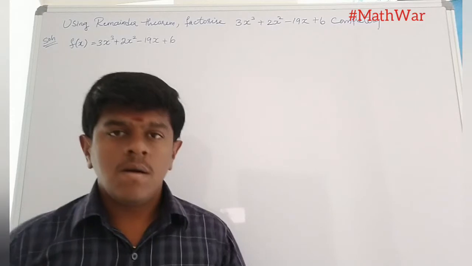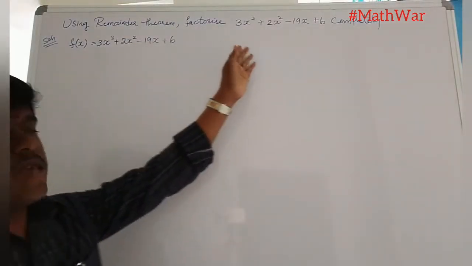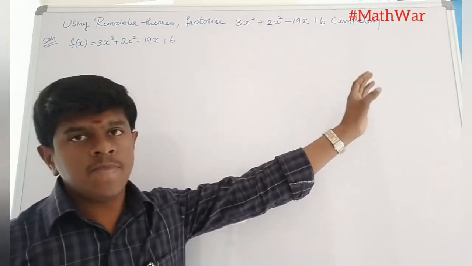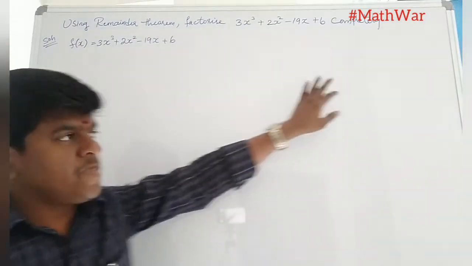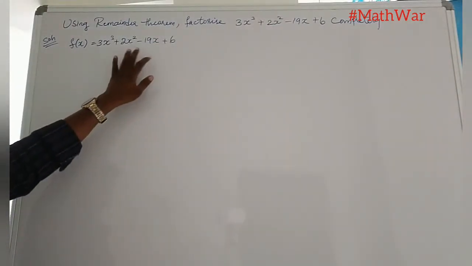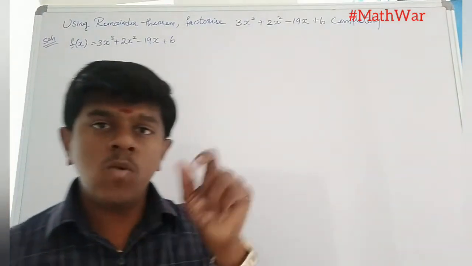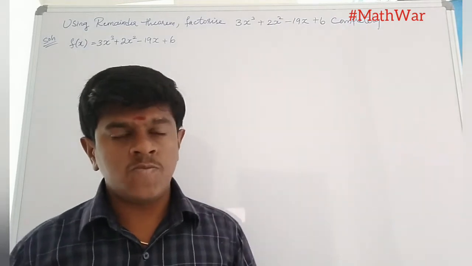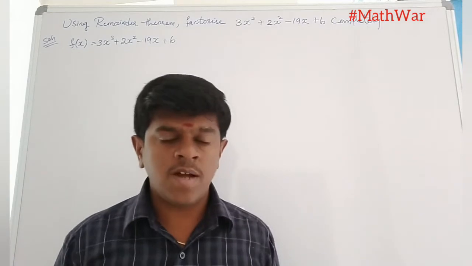Next question. Using remainder theorem, factorize 3x cube plus 2x square minus 19x plus 6 completely. Using remainder theorem concept, we want to factorize this completely. We can take f of x equal to 3x cube plus 2x square minus 19x plus 6. Actually in the last problem they gave one factor, using that we found all the other factors too. We factorized completely. But here they did not give any factor.